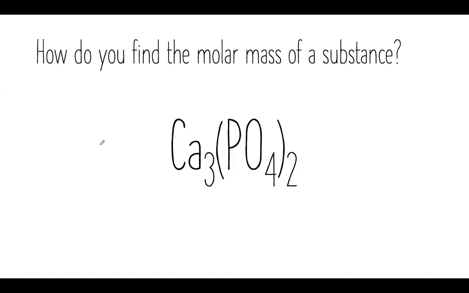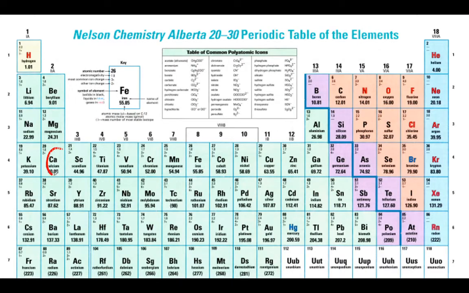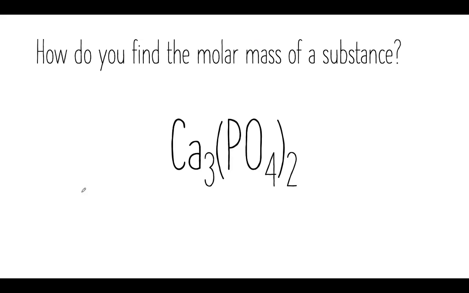So your periodic table is where you can find the molar mass of all of these elements. But how would we find the molar mass of a compound like this? The simple answer is you have to take into account the molar mass of each element and how many of that element there are. So calcium is over here, has a molar mass of 40.08. So 40.08 grams per mole times 3, because there's 3 calcium there.